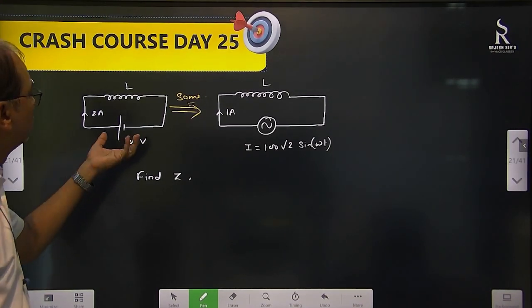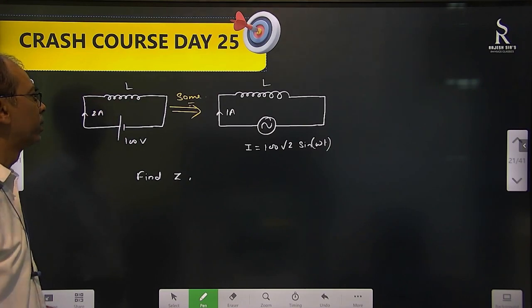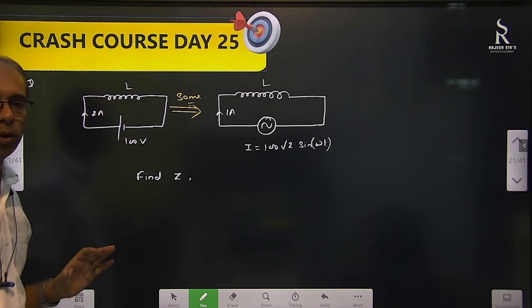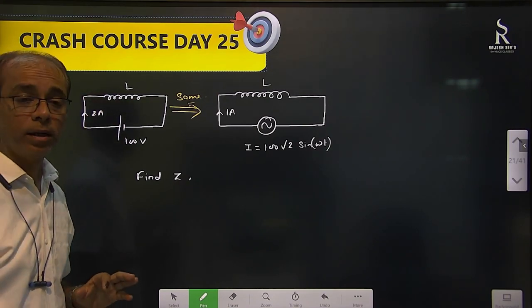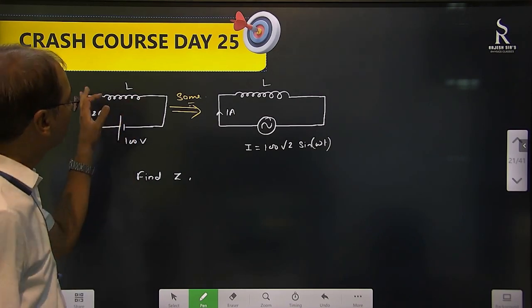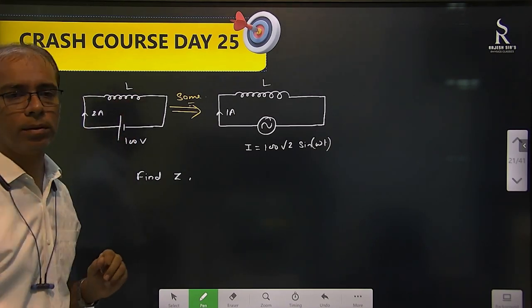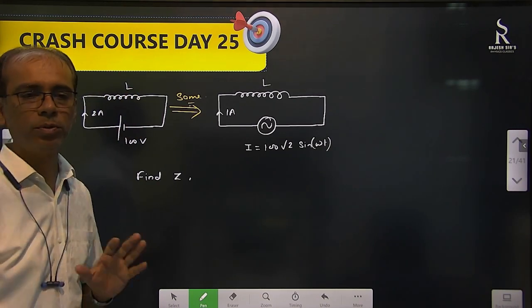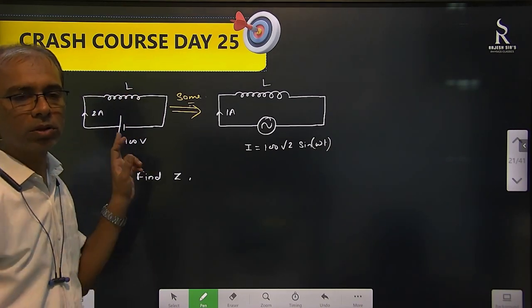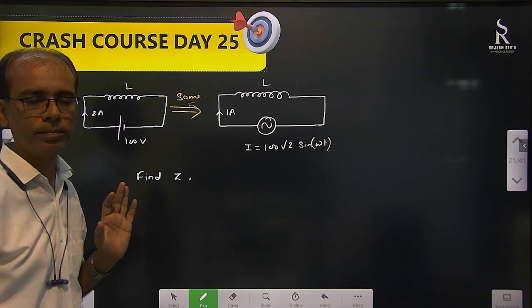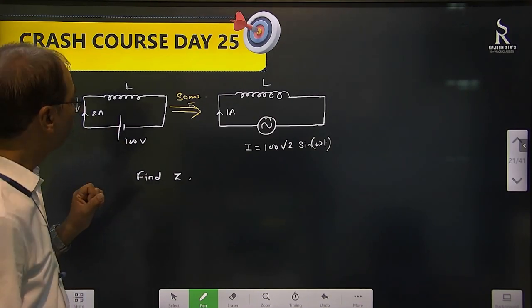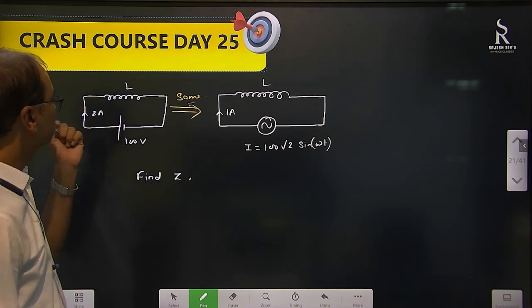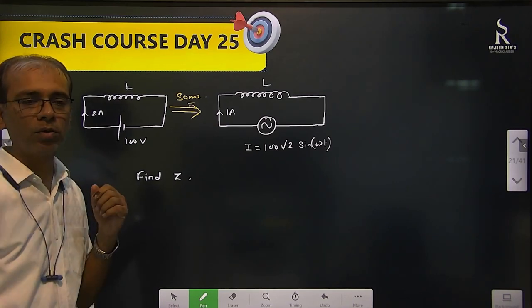So in DC, when you are talking about an inductor and 2 ampere current is flowing, that means there is 2 ampere current in the inductor. So is the inductor going to oppose then? No, its opposition is already over because constant current is going in it. Then how to find the resistance, when this is 100 volt, this is 2 ampere?